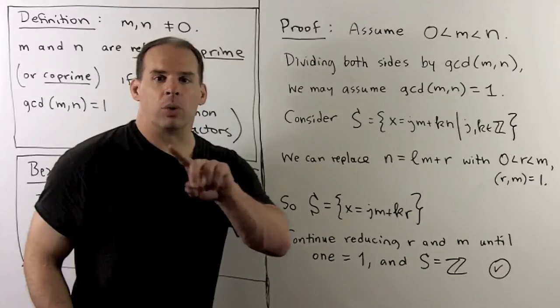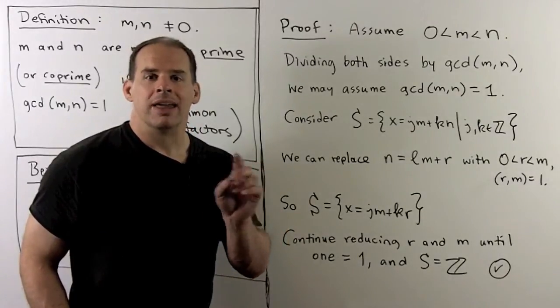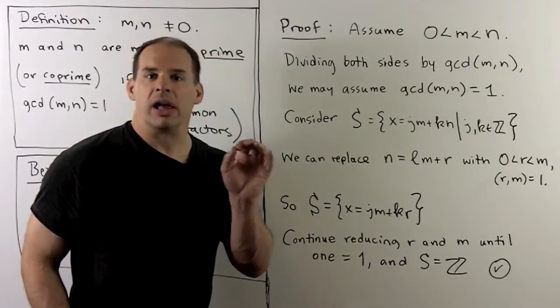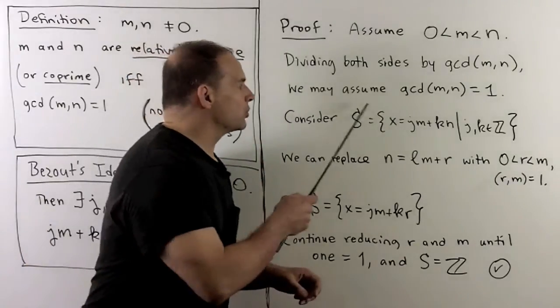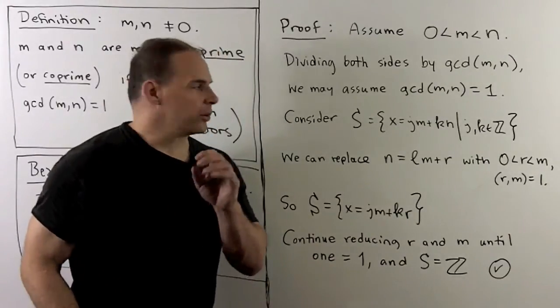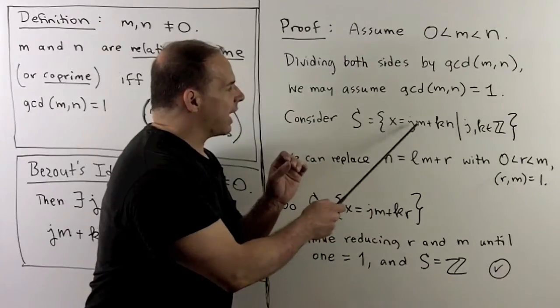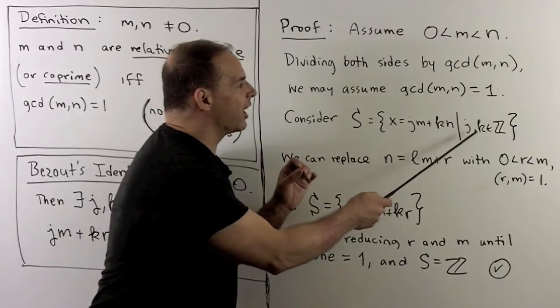We can divide through our equation on both sides by the greatest common divisor of m and n. That lets us consider m and n that are relatively prime, so we'll just assume that. Now, I'll consider the set S given as all combinations jm plus kn, where j and k are in the integers.